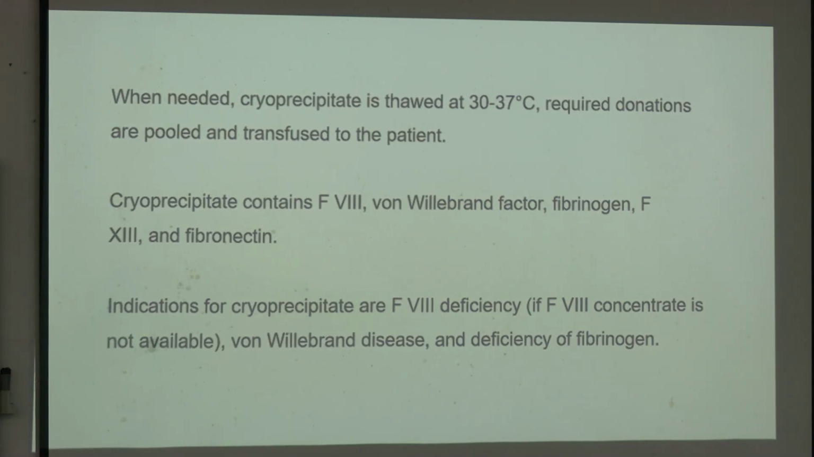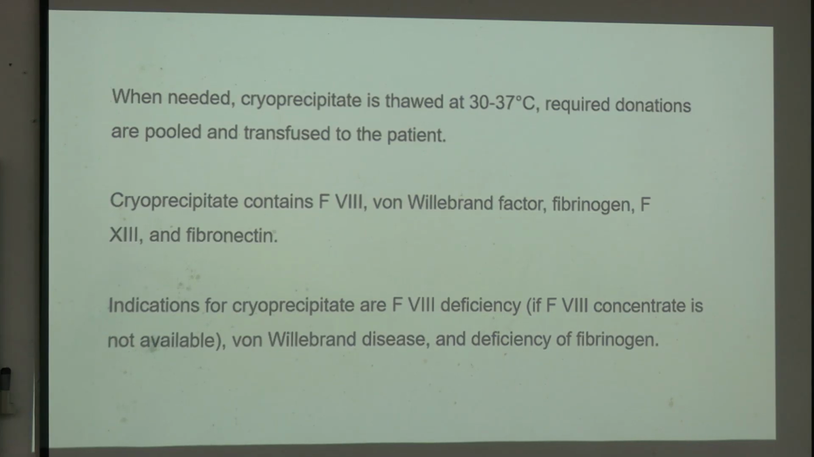Now, what does cryoprecipitate contain? It contains factor 8, von Willebrand factor, fibrinogen, factor 12 and fibronectin. And the indications for cryoprecipitate transfusion are factor 8 deficiency, von Willebrand disease, and deficiency of fibrinogen.